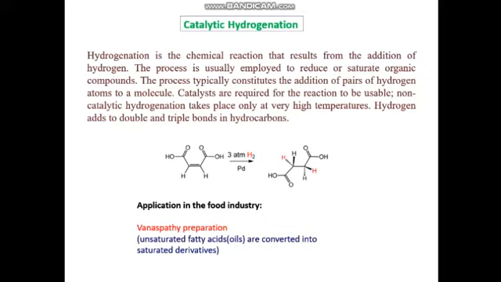Hydrogen adds to double and triple bonds in hydrocarbons. Here, the hydrocarbons are given on the screen. The bonds being hydrogenated are triple or double bonds, and the red H represents the addition of hydrogen to the double or triple bond. Now the application in the food industry: Vanaspati preparation. Unsaturated fatty acids, that is oils, are converted into saturated derivatives by adding hydrogen. This is how the hydrogenation process works in chemistry.